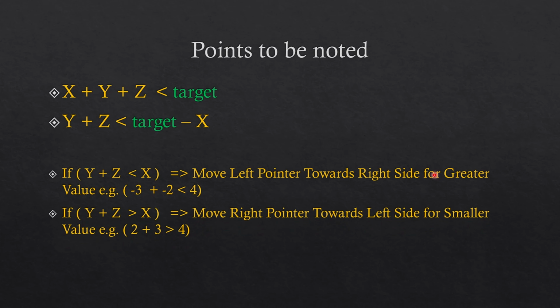Similarly, if y plus z is greater than x and we need a smaller value, we know in our sorted array all the smaller values lie on the left side of our right pointer, right? So we will move our right pointer toward the left side to get a smaller value in our pair. Okay, so these are the parts that we should note.